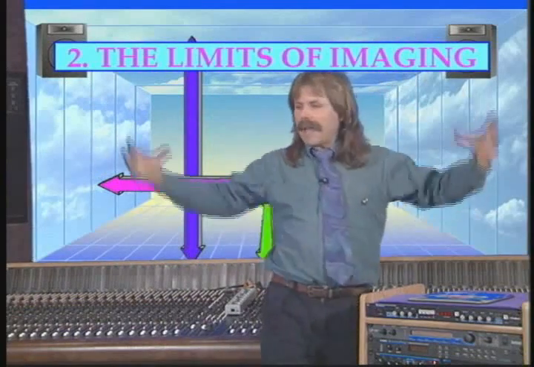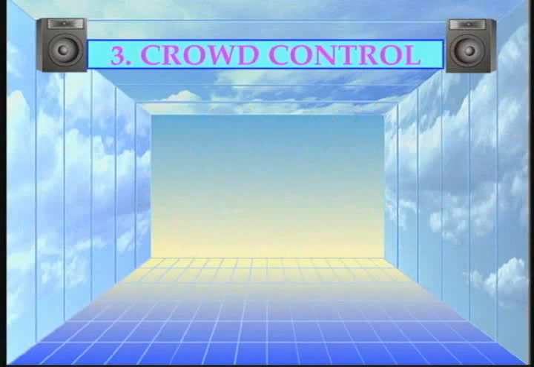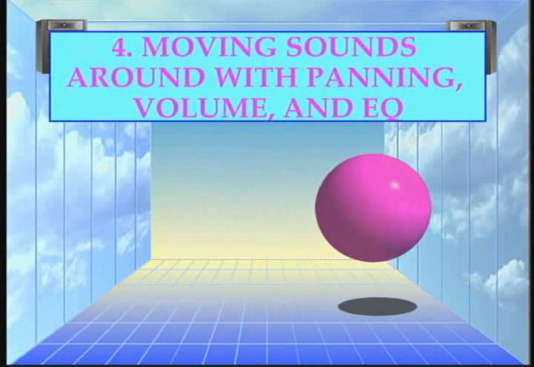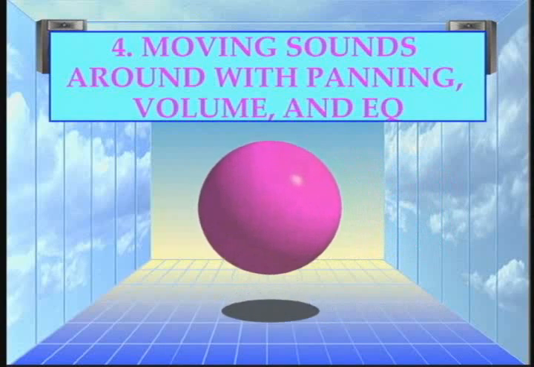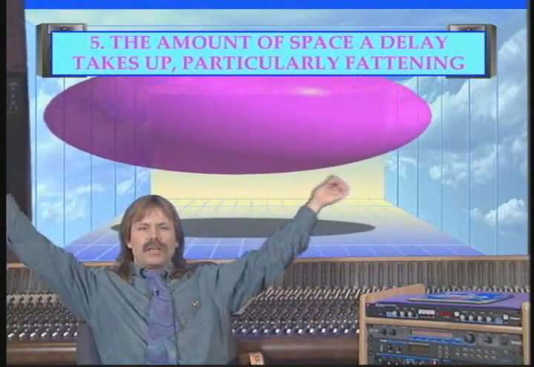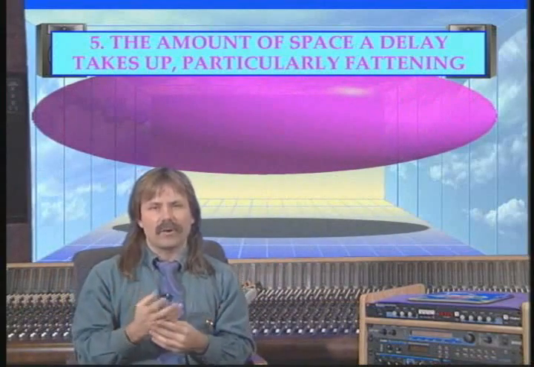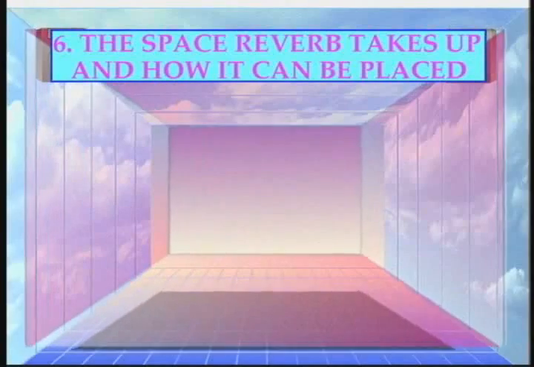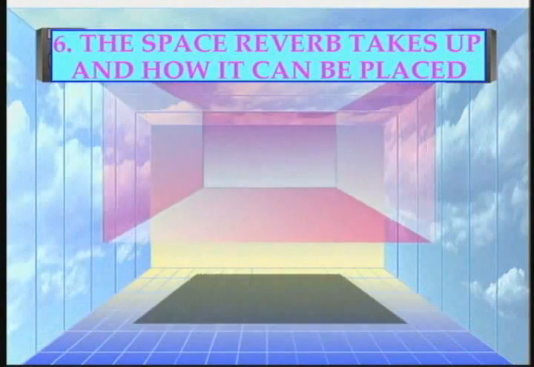We also learned that this is a limited space between the speakers. When you have a lot of sounds in the mix, they fill up the space, causing masking. With only a few sounds in the mix, there's plenty of room and they sound clearer. Therefore, it all becomes a function of crowd control. We also learned that you can move sounds around in this three-dimensional space between the speakers with panning, volume, and EQ. Then, we discussed delays and how you can stretch the sound between the speakers, making it fatter, although it does take up more space in the mix. We discussed reverb and how it takes up a ton of space between the speakers and how it can be moved around in the mix.